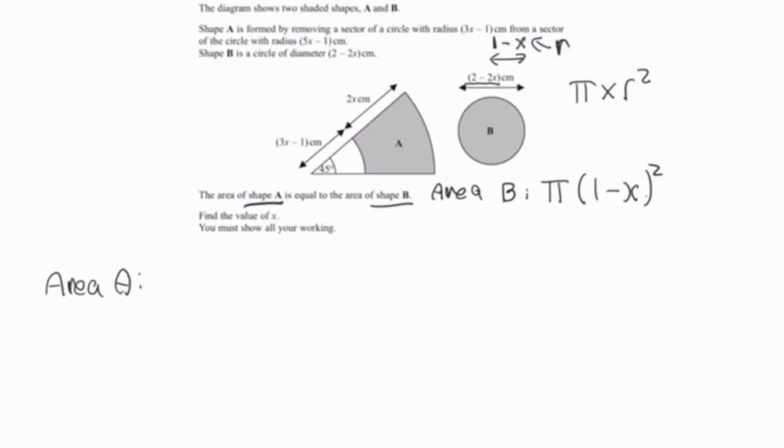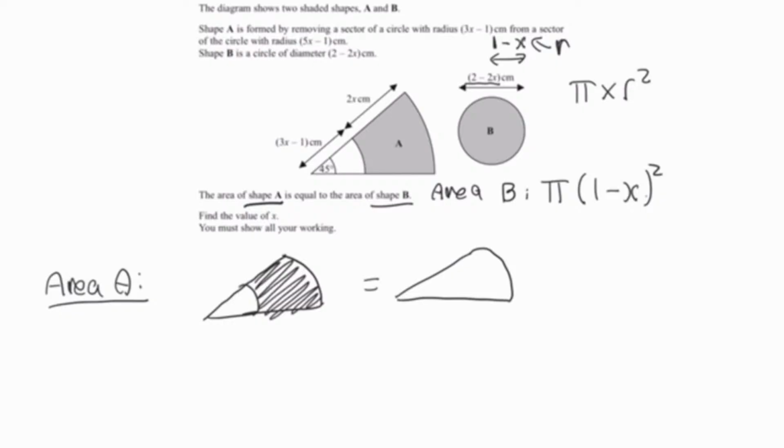So anyway, looking at this, let's find a plan to find the area of A. What we have for A is this sort of thing. This is the shaded area A. The way we're going to find it is by first of all working out the area of the big sector, and then we're going to take away the area of that little sector, because that will give the shaded region.